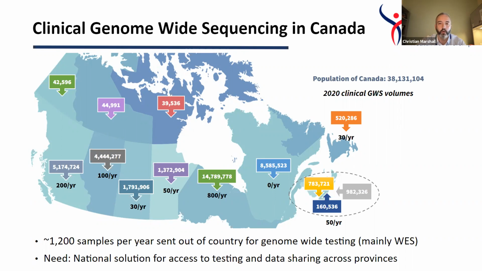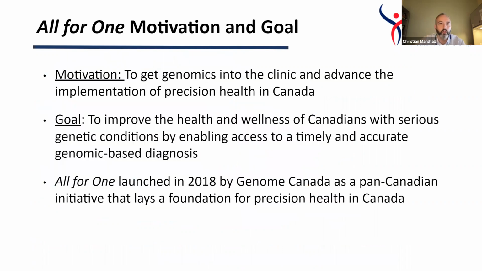And so this really means that we have a need for a national solution for the access of testing and also data sharing across the provinces. So this is really the motivation of All for One, is to get genomics into clinical care and advance the implementation of precision medicine in Canada. The goal is really to improve the health and wellness of Canadians with serious genetic conditions by enabling this access. I think timely and accurate genomic-based diagnosis is important, and to have some equity across the country.